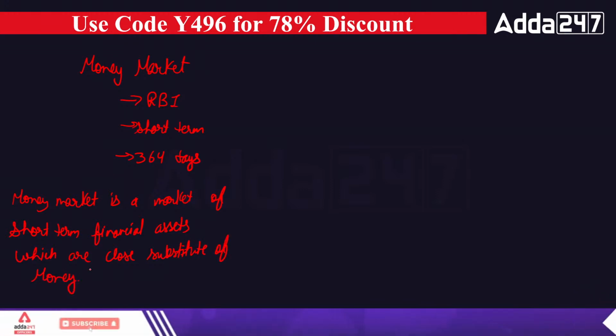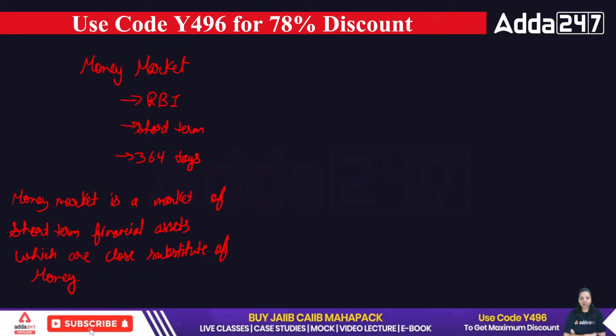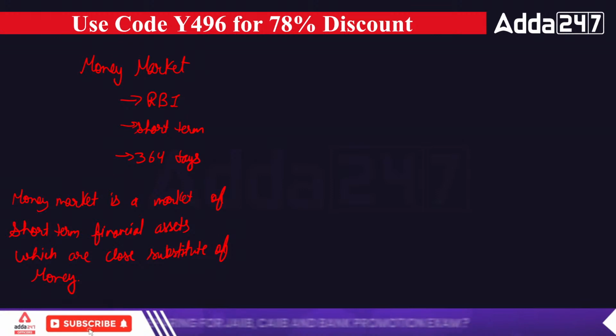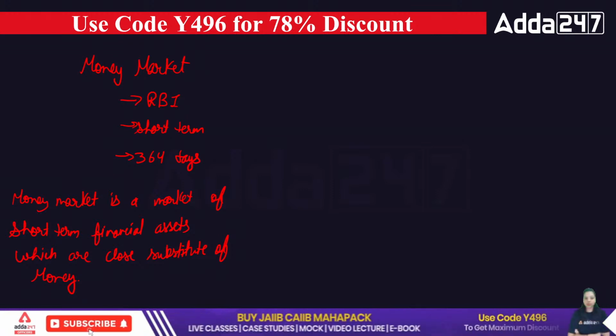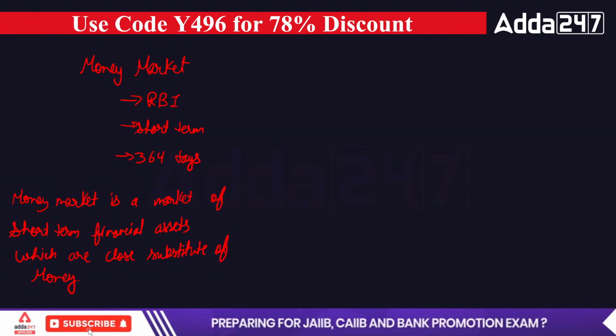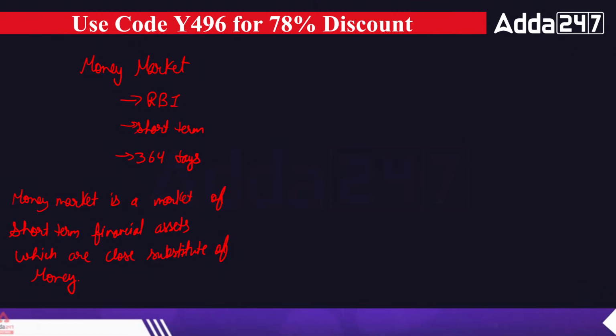Now, what does it mean? First of all, money market is a market for short-term financial assets. Short-term means less than 1 year. It means only for 364 days they have a maturity period. And these short-term financial assets are the close substitute of money. It means these instruments can be easily converted into money. Okay, you can easily get money after converting these instruments. So this is what the short-term financial assets means.